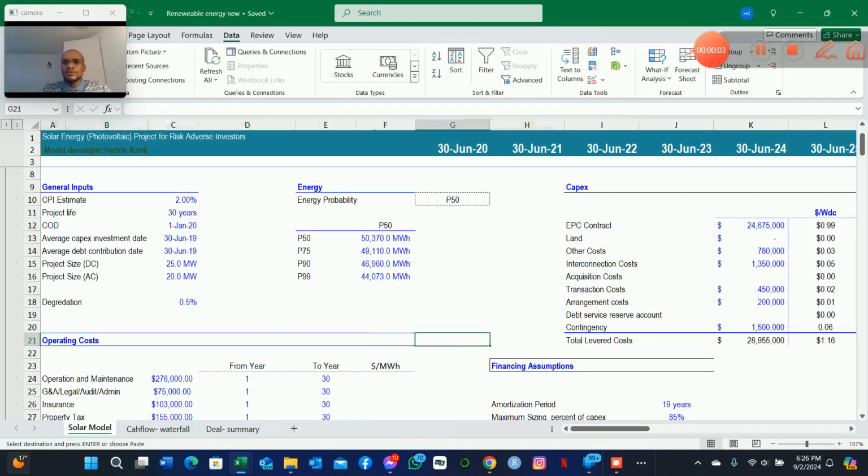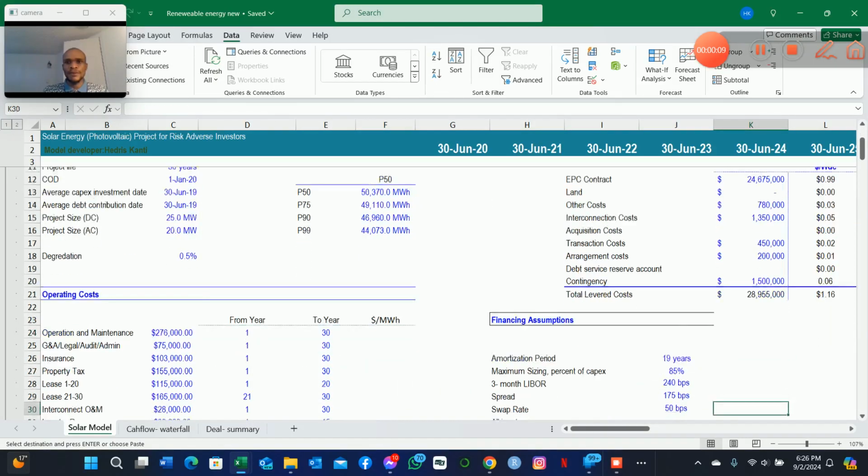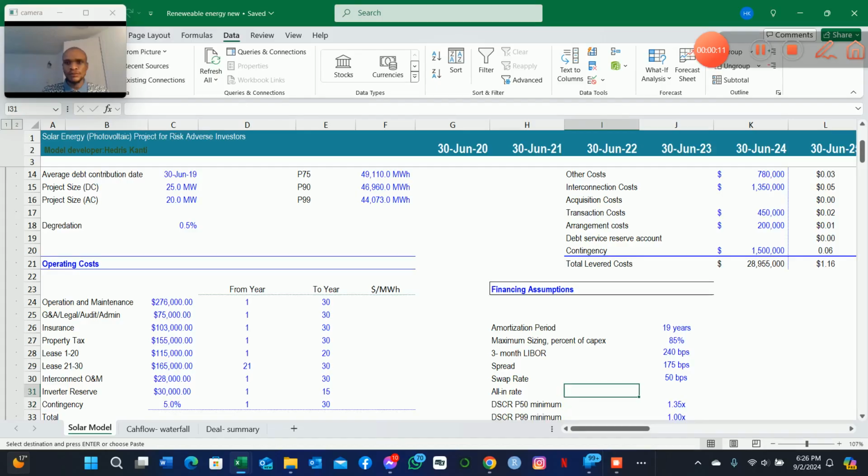Having the PPA set up, now it's time for us to determine our all-in rate. So basically, I'm going to talk about it. The all-in rate is based on a base rate, and then we have a margin, and then we have a swap rate. The base rate in the United States is the 3-month London Interbank Offer Rate.